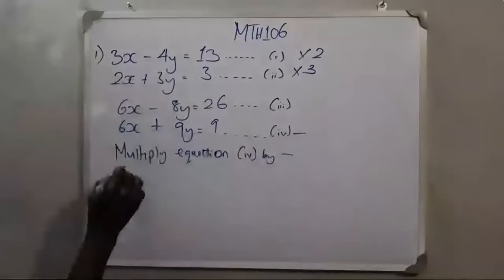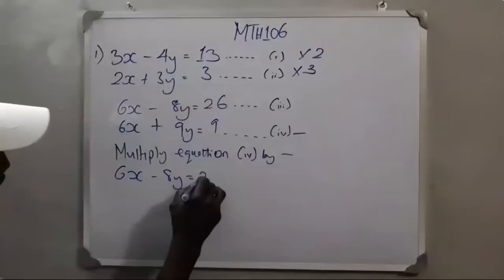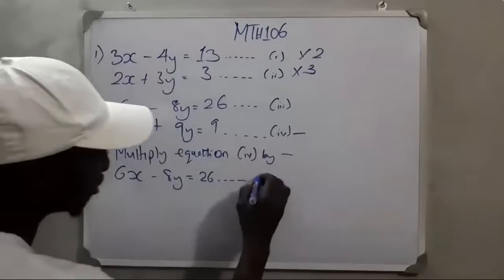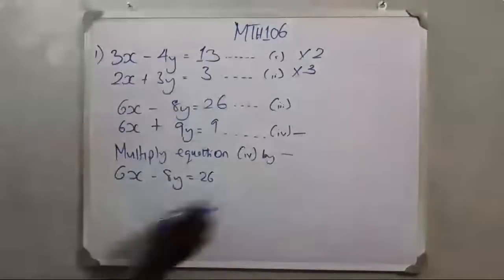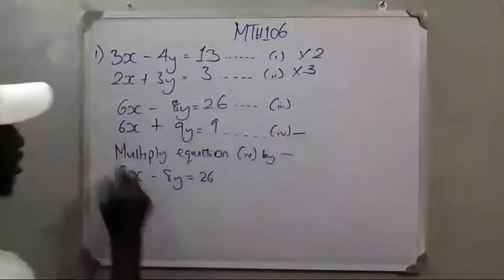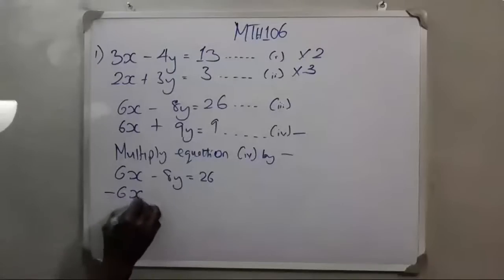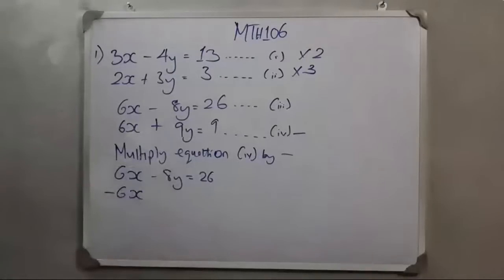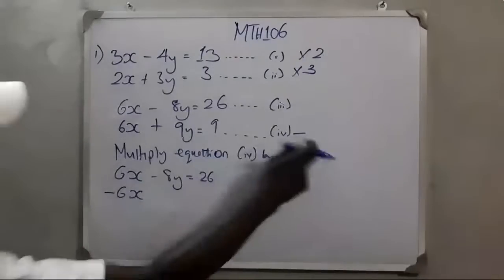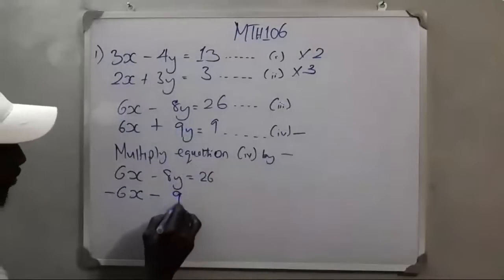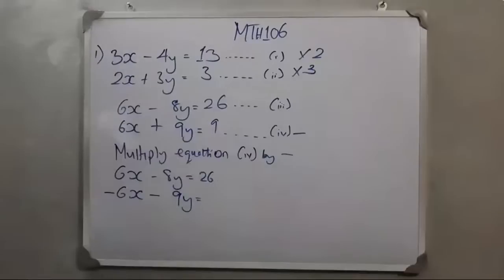Now let's bring this down, 6x minus 8y equals 26. If we multiply everything here by minus, then we have minus 6x. Minus times this, minus times this still gives us minus. Then we have y, and we also have minus 9. So from here we can proceed by saying this is negative, so we can now cancel.